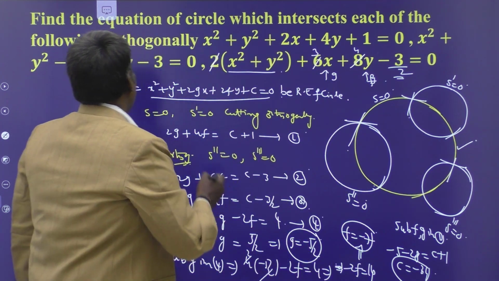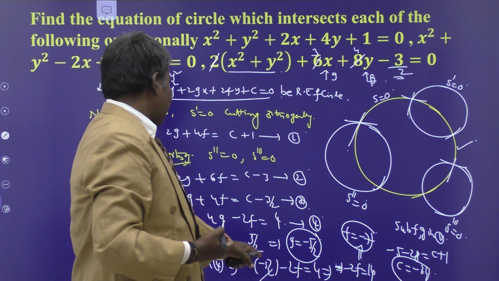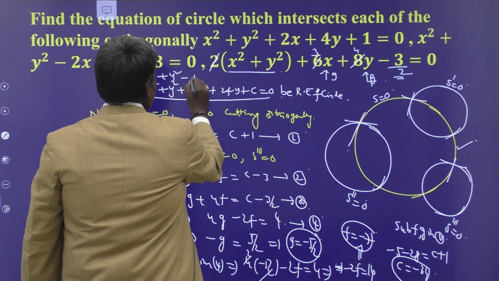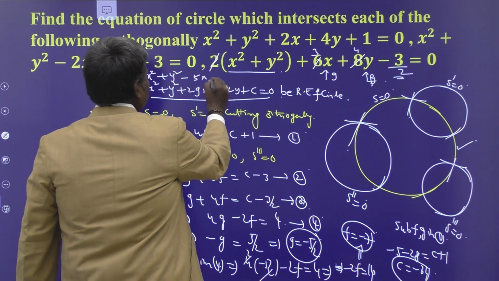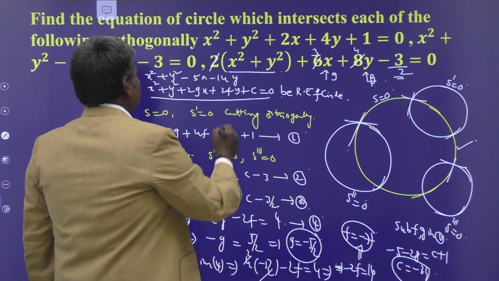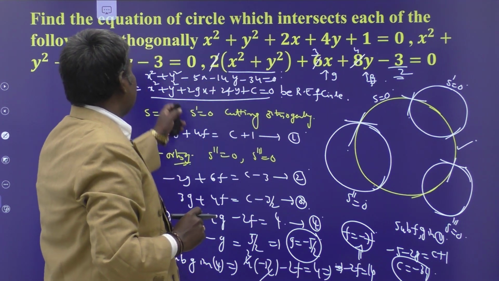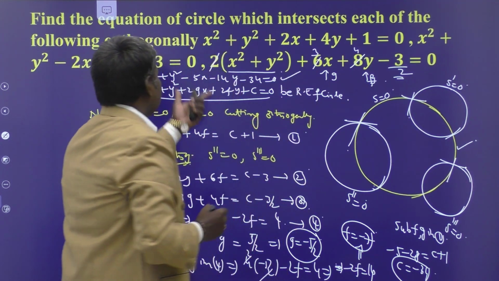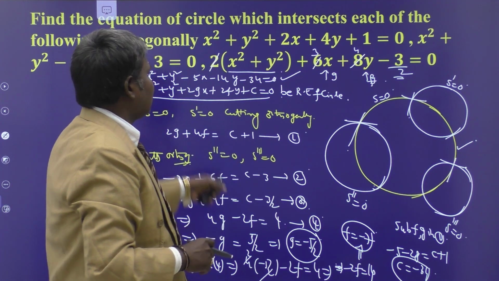So can I write the answer or not? What is the answer? X square plus y square plus 2gx. What is the value of g? Minus 5 by 2. 2 into minus 5 by 2, minus 5, minus 5x. 2fy. What is f value? Minus 7. 2f means minus 14, minus 14y, plus constant minus 34. So this is the answer: x square plus y square minus 5x minus 14y minus 34 equal to 0. This is the equation of circle which cuts orthogonally the three given circles.